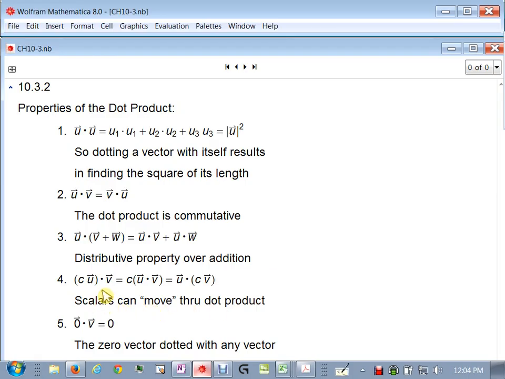This one right here, scalar multiplication. Scalars can move through the dot product. So if I'm going to scale a vector, then dot it with something, I could move that scalar over to the other one. Or I could move it out completely. Dot them first, then scale. So all those properties hold. And then the last one, the zero vector dotted with v is always, what? The zero vector dotted with v is the number 0.